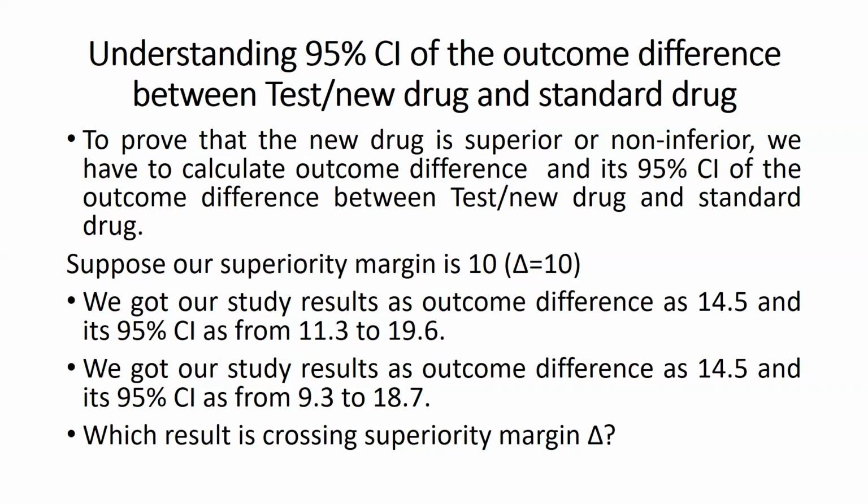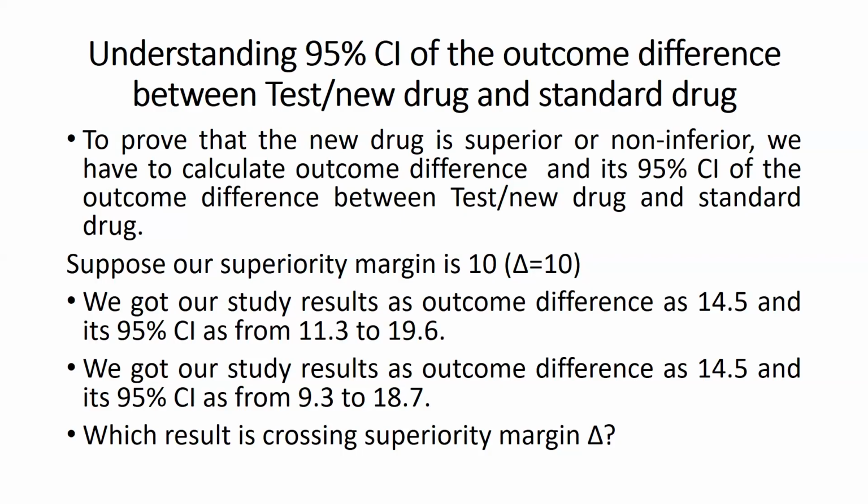To prove that a new drug is superior or even non-inferior, whatever, and here we are talking about superior, we have to calculate the outcome difference. It may be a mean difference, or a proportion difference between two groups. And also its 95% confidence interval. The outcome difference and the 95% confidence interval of the outcome difference we have to calculate in superiority and non-inferiority trials.